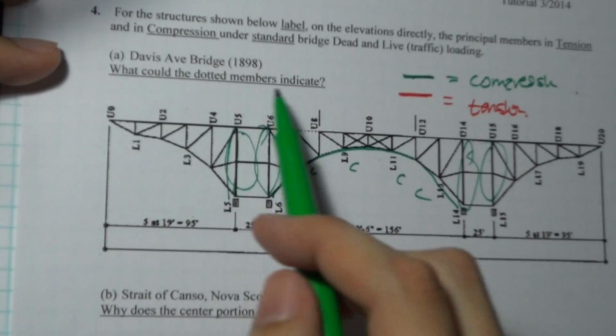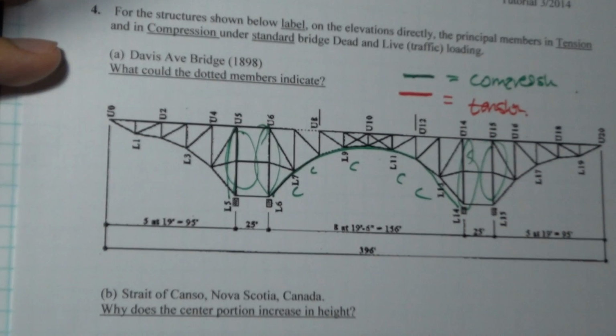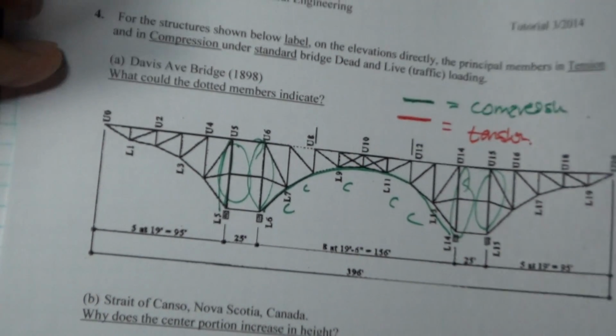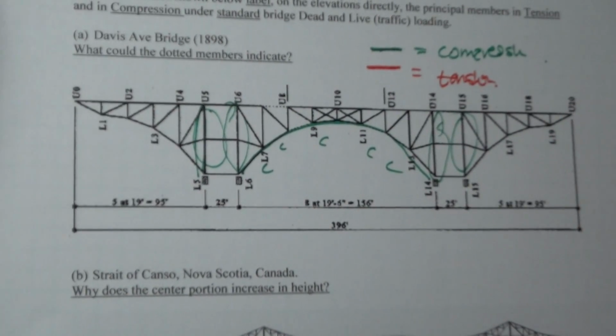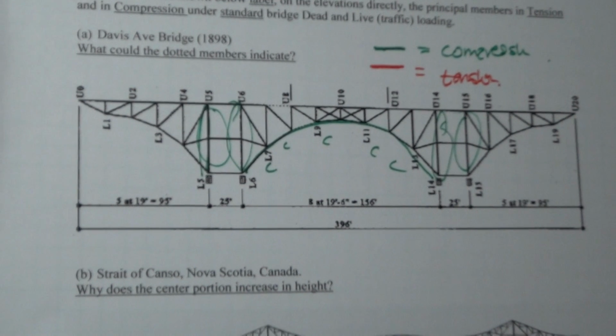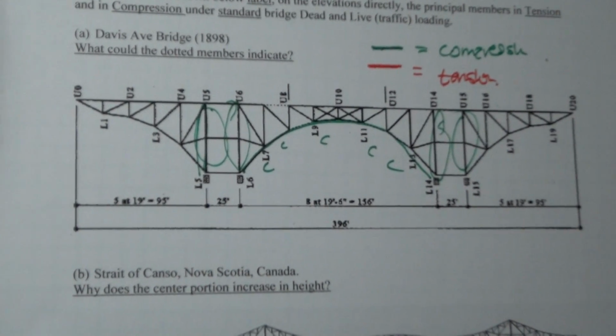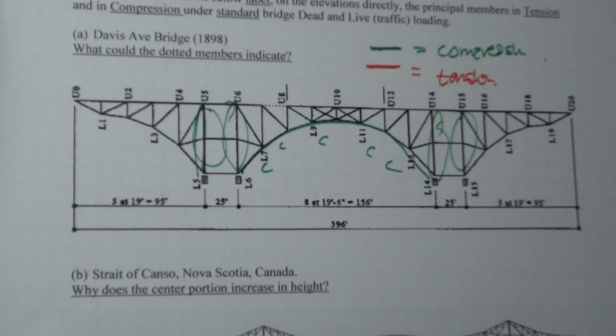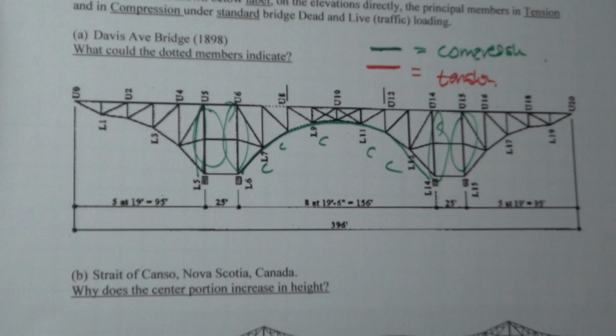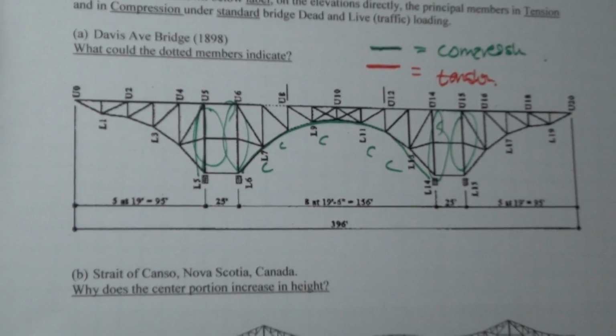So the question that he asks here, what could the dotted members indicate? That's kind of leading you into part B, and I'll just leave it at that. It's asking you to think a little bit outside the box, to see if you have an intuition for this yet. Don't worry if you're having difficulty with it. Don't spend too much time on this. Just try and come up with a reason that seems logical, and then we'll go over the solution in more depth later.